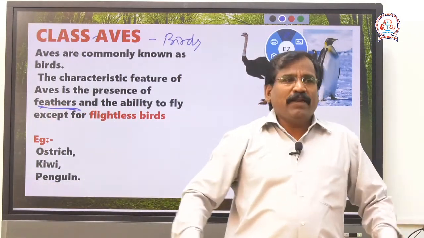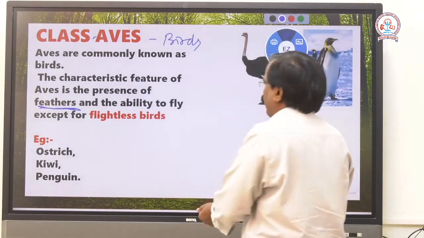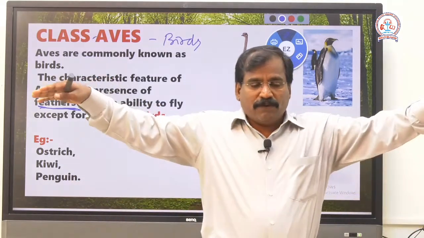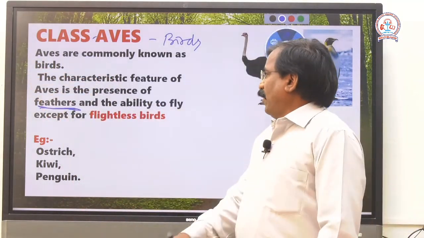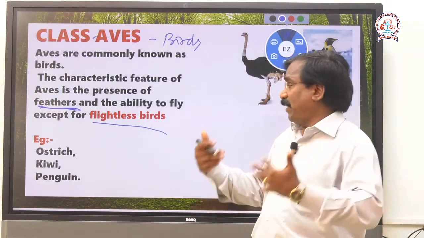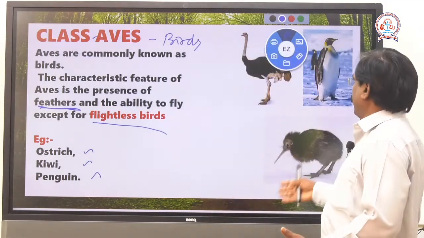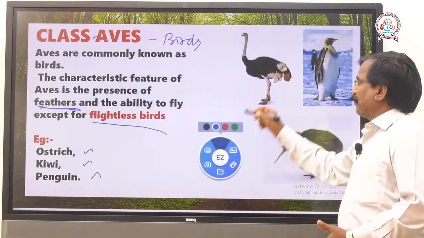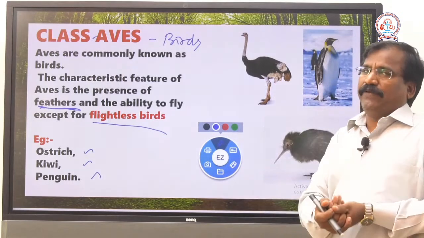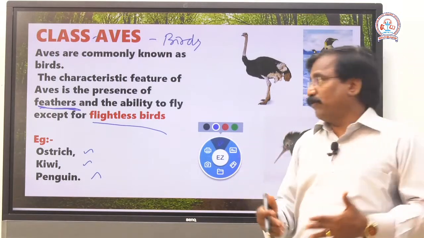And the forelimbs are modified into wings. They are able to fly. Birds are able to fly, except the flightless birds. Other birds are able to fly. Examples: ostrich, kiwi, penguin. Though they are birds, they are unable to fly. These are the flightless birds. Otherwise, the majority of birds are able to fly.